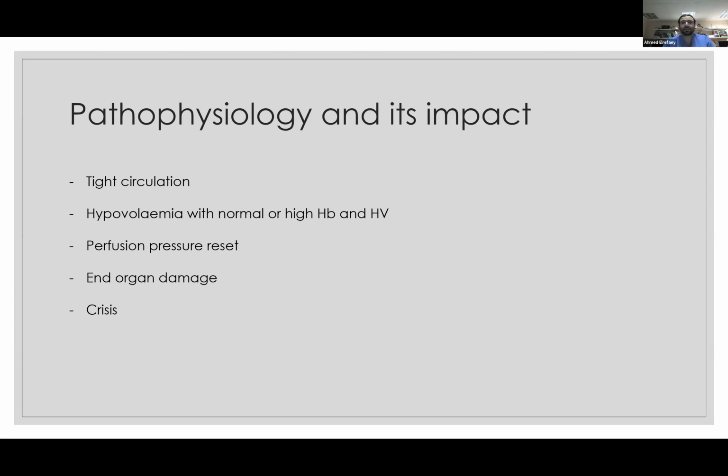We need to avoid the crisis. If it happens, it's fatal, mostly fatal, very dangerous. There are two types. One of them is mild and the other is severe. When the severe one happens, it's usually fatal. Multi-organ failure, cardiovascular collapse.